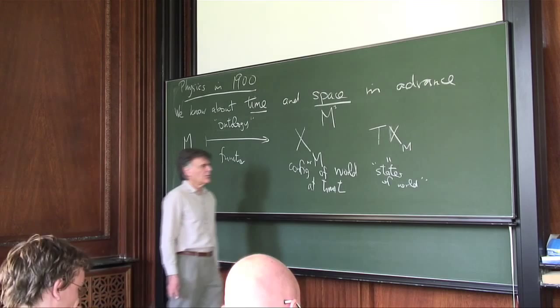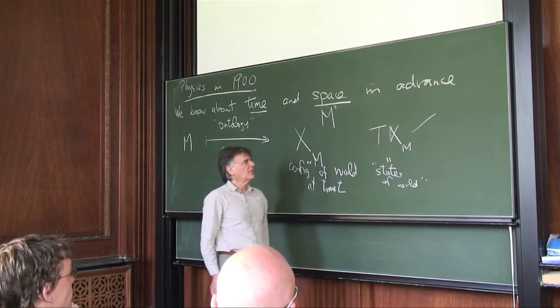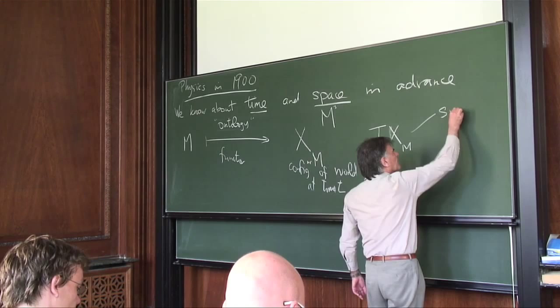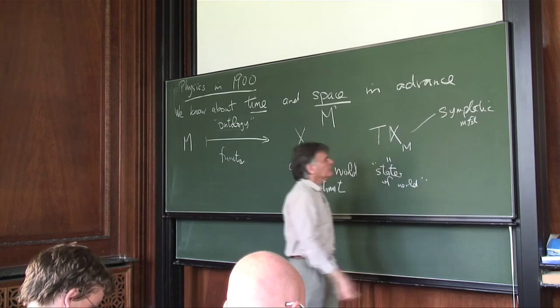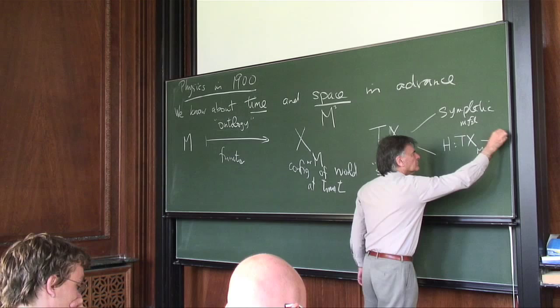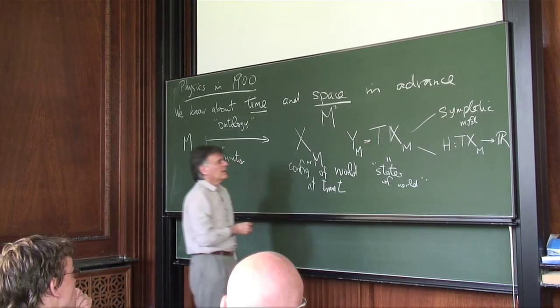First of all, it had a symplectic structure. There was a Poisson bracket on its functions, or a closed two-form. There was a symplectic structure. And there was a function, so-called Hamiltonian function, H, which told you all about the evolution. It tells you that the way, let's call this point this Y sub M, the manifold of states.